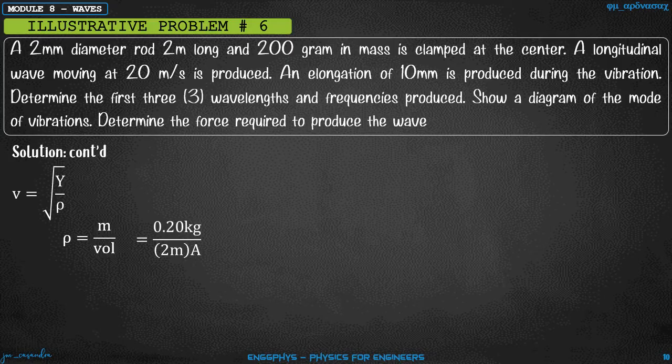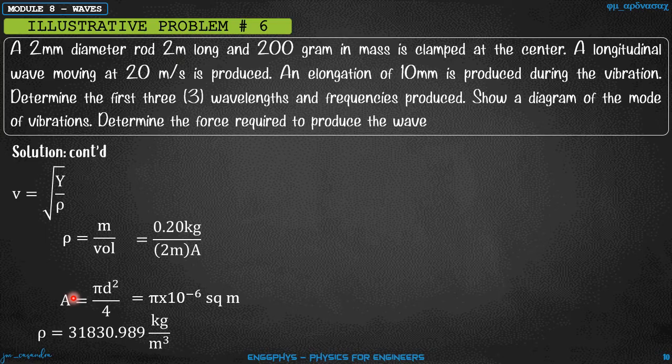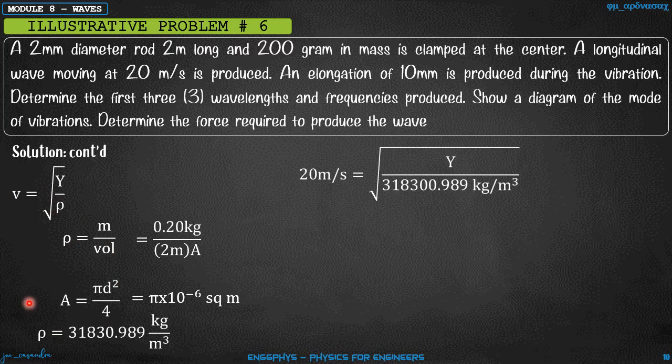For the area, we'll simply solve for the area of the rod. That's pi d squared divided by 4. We're given the diameter, so we could simply solve it as pi times 10 raised to negative 6 square meters. So substituting the area, we get your rho. That's 31,830.989 kilograms per cubic meter. Once this is solved, we know already your speed. We can now solve for your Young's modulus. So the Young's modulus is now equal to 12,732,395.6 pascals.